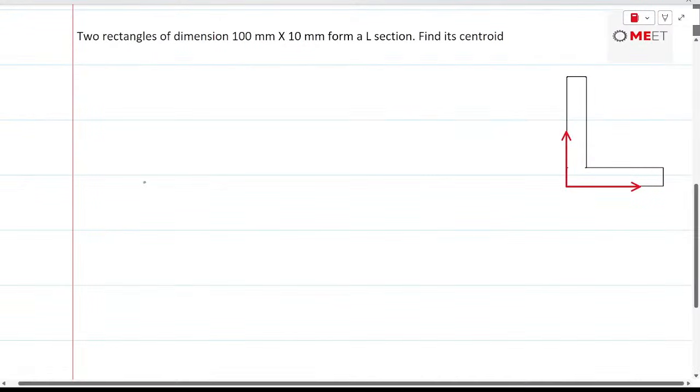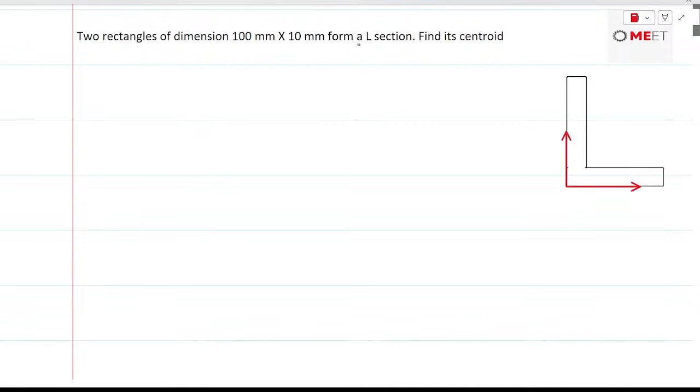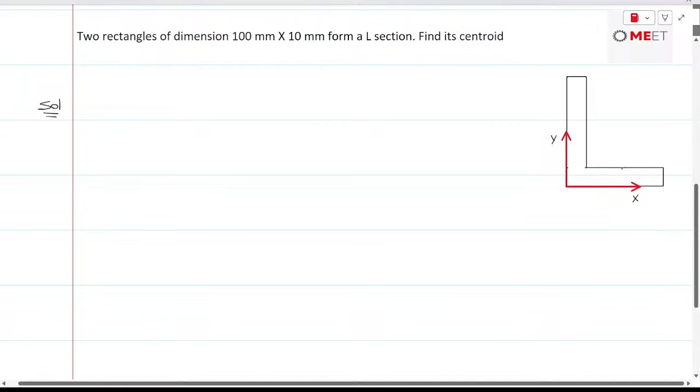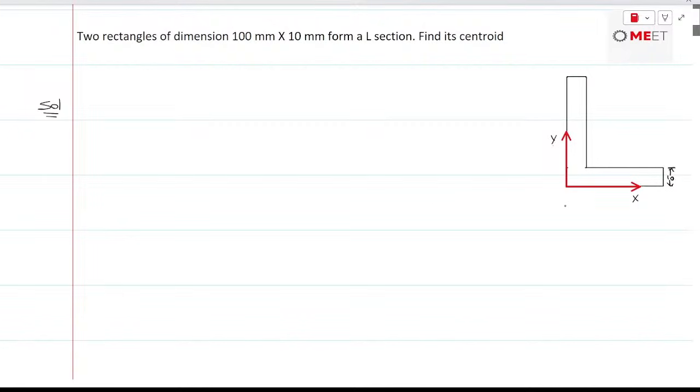The question is about two rectangles of size 100 mm by 10 mm used to form an L section, and the centroid for this L section is to be determined. First, this would be the x and y axis, and the areas of each rectangle need to be computed. The height of each rectangle is 10 and the width is 100 mm. Let's say this is area 1 and this is area 2.